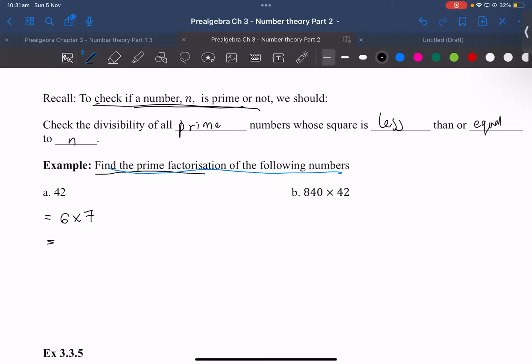Yeah, very good. And then, before we go ahead, is any of these prime? 6 and 7? 7 is prime, so we can't break it down anymore. That means we can only break down 6. So how can we break down 6?